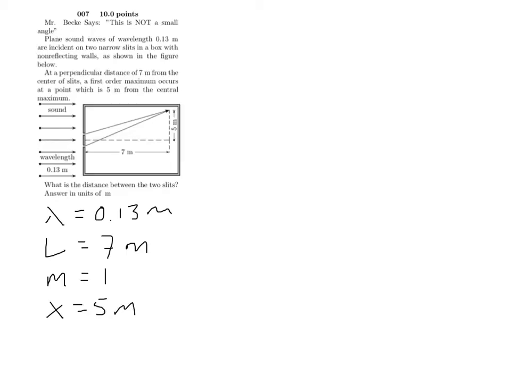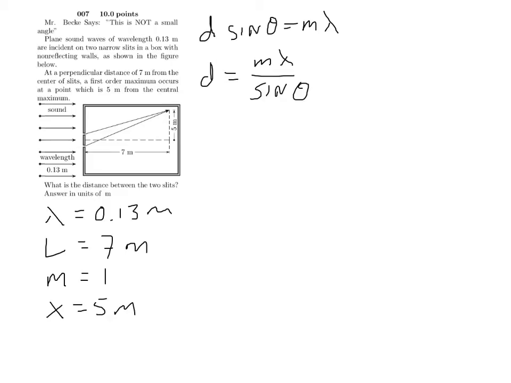Now I can't use x equals m lambda L over d because it's not a small angle, but what I can use is d times the sine of theta equals m times lambda. So I do have m and lambda, and I'm looking for d, but I would need sine theta in order to solve for that. So let me rewrite this and say that d equals m lambda over sine theta.